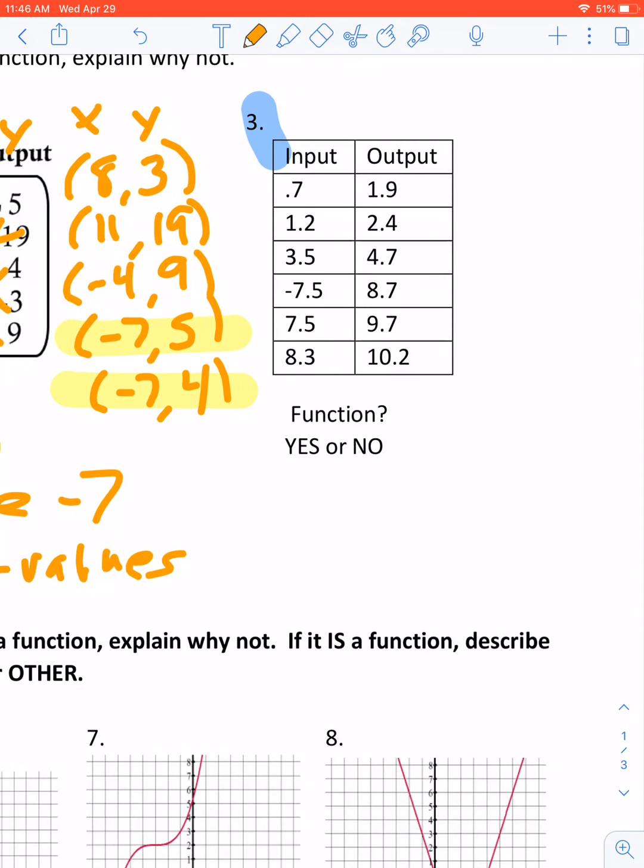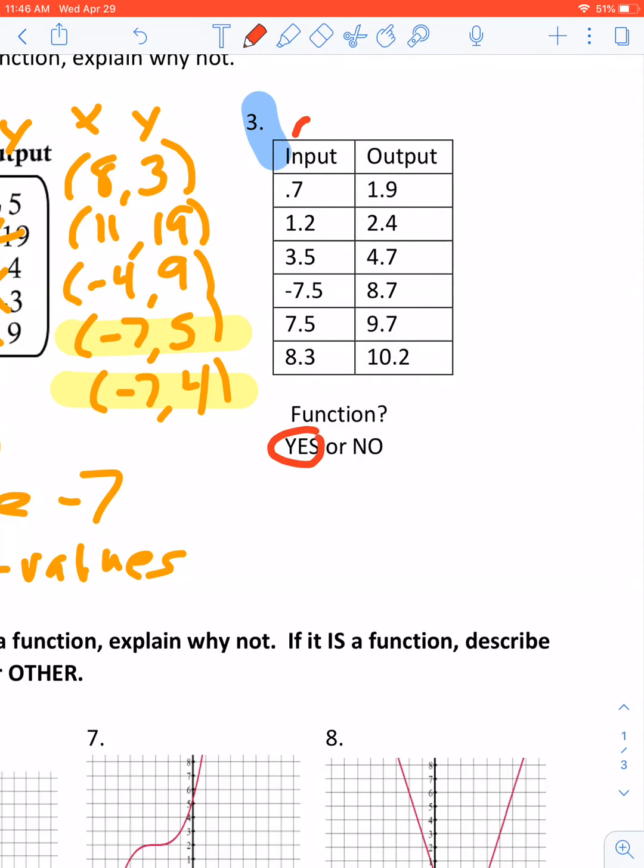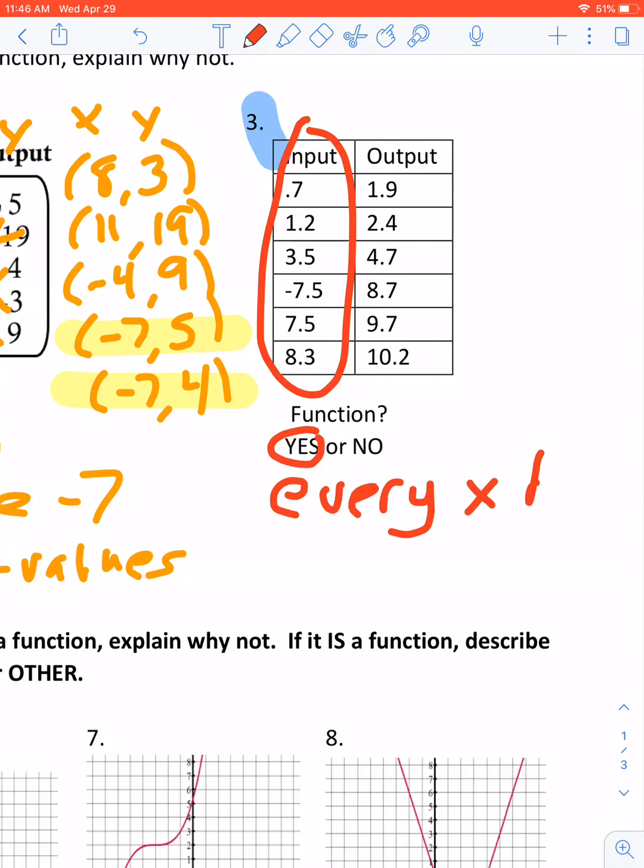So let's do number 3 here. Let's look and see if this is a function. So 0.7, 1.9, 1.2, 2.4, 3.5, 4.7, we're doing good here. Negative 7.5, 8.75. 7.5, 9.7, and 8.3, 10.2. Is this a function? Yes, this is absolutely a function because every x value here, the input, has only one y value. X does not repeat. So is it a function? Yes, every x has one y. And you're going to explain why. So every x has one y value.